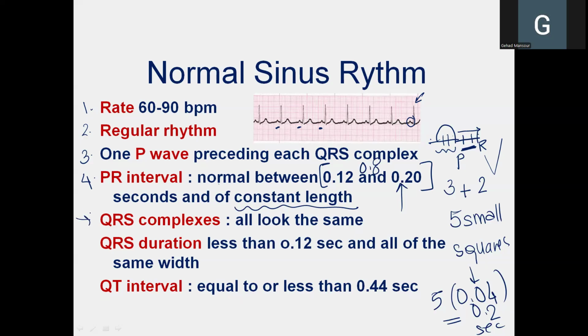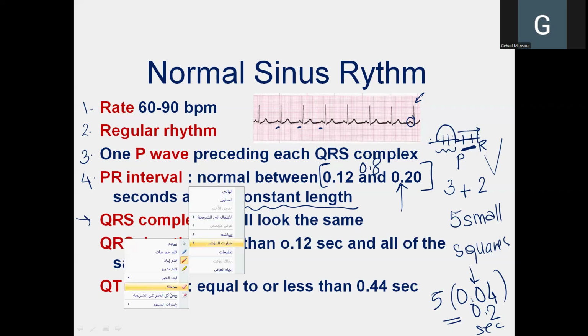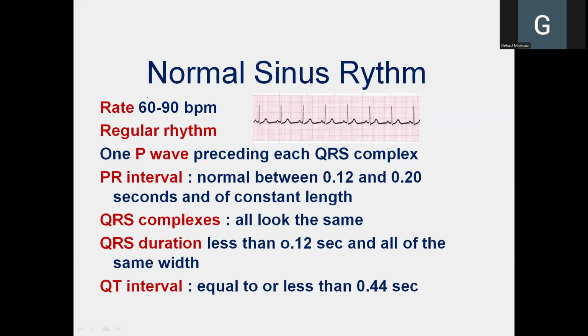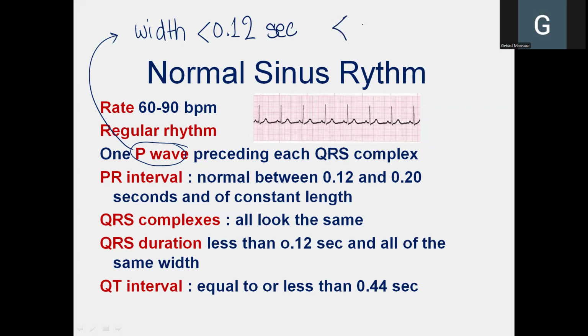Concerning the QRS complexes, but before moving on to the QRS complexes, there is something that's missing here on the slide concerning the P wave. Other than that the P wave precedes the QRS complex every time, you should give a comment on the width of the P wave, and the width of the P wave should be less than 0.12 seconds. And if it is less than 0.12 seconds, this means that it should be less than 3 small squares.